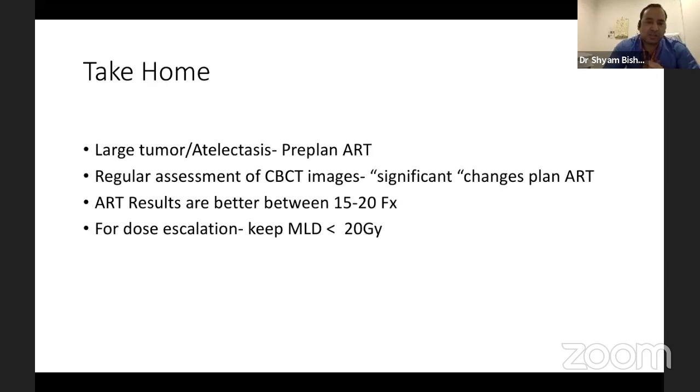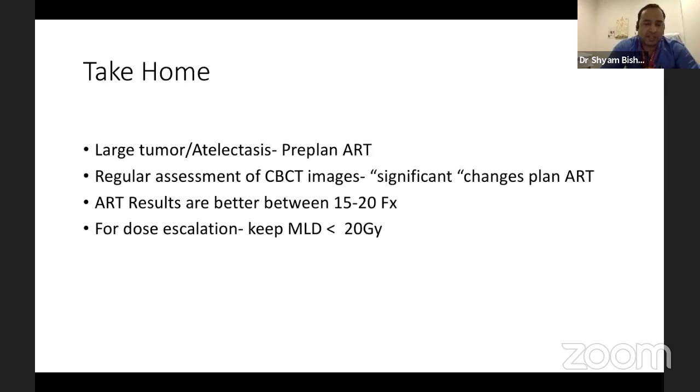So the take-home message is, if there is a large tumor or significant atelectasis or effusion, then pre-plan the adaptive radiotherapy. Do a regular assessment on CBCT, at least weekly, otherwise twice weekly or daily if possible. If there are any significant changes in the CBCT compared to the baseline CT, then you go for it. Adaptive radiotherapy results are better if it is performed between 15 to 20 fractions.